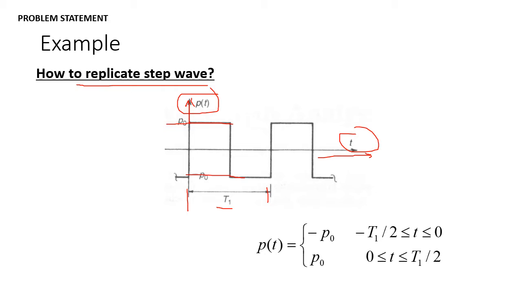Now, we also know here we have our p of t. For our negative p naught here, it goes from a t value of negative t1 over 2 up to 0. And for our p naught here, from 0 to t1 over 2.